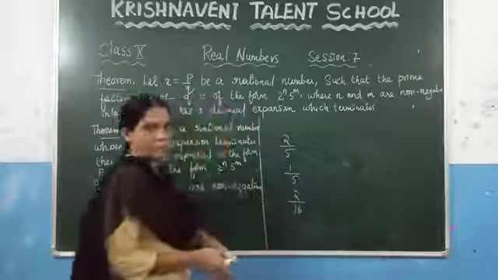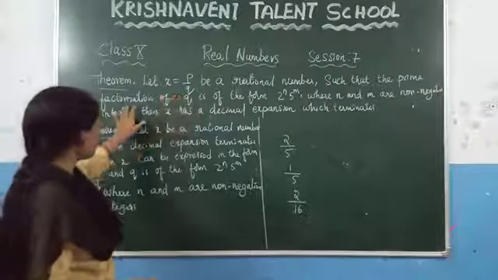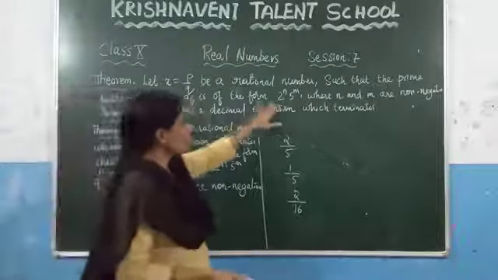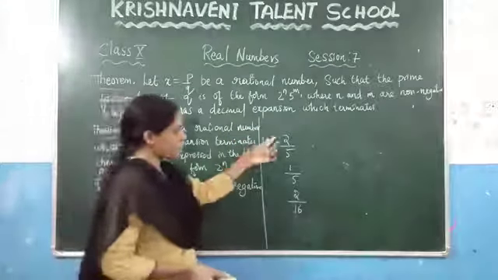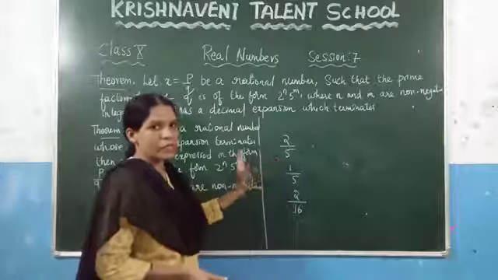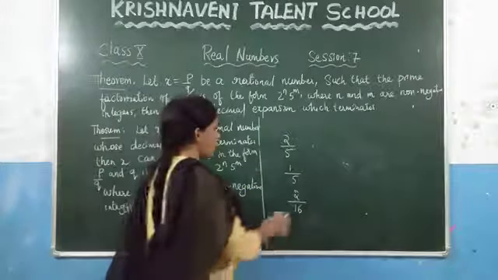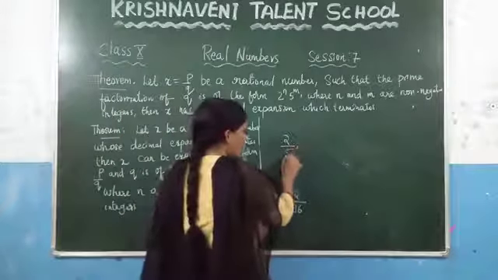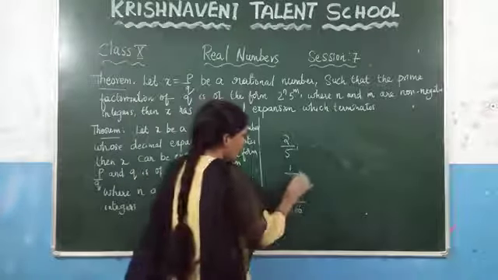You can take any number in the form of p by q such that the prime factorization of q is in the form of 2 power n and 5 power m. That means you have to consider a fraction such that the denominator is in the form of 2 power n and 5 power m. Let us check whether it is in that form. Here you can observe that it is in the form of 5 power n. Here also it is in the form of 5 power n.